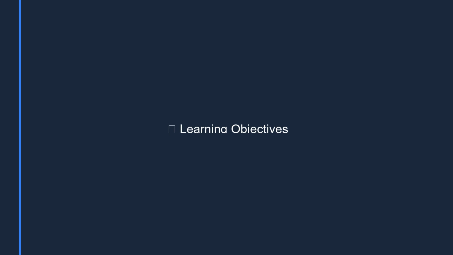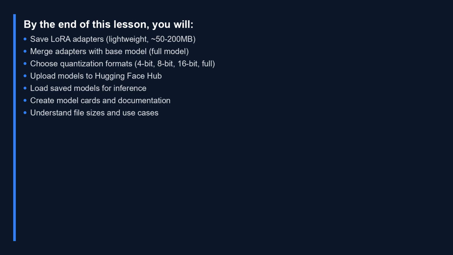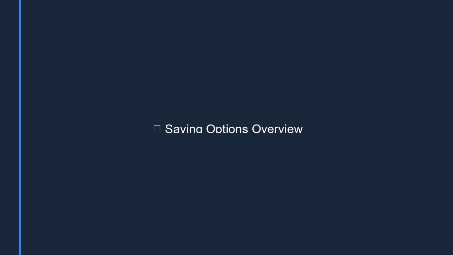Learning objectives. By the end of this lesson, you will understand key training hyperparameters, choose optimal learning rates, configure batch sizes for Tesla P40, set up gradient accumulation, configure warm-up and learning rate scheduling, enable memory-efficient training on Windows, set up logging and checkpointing.